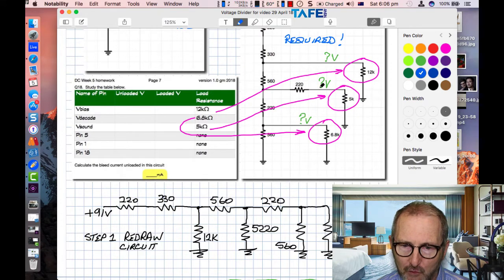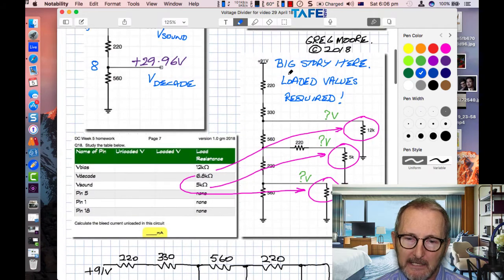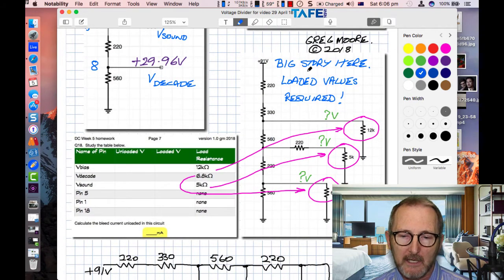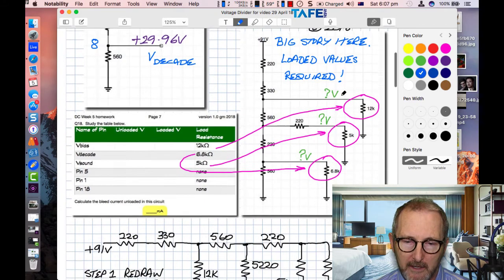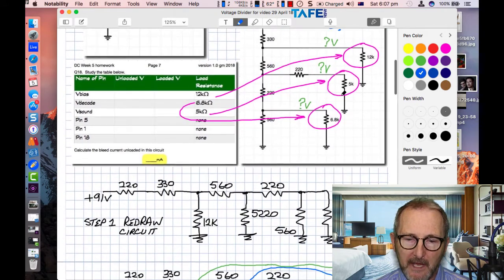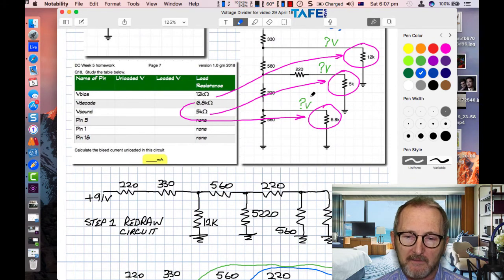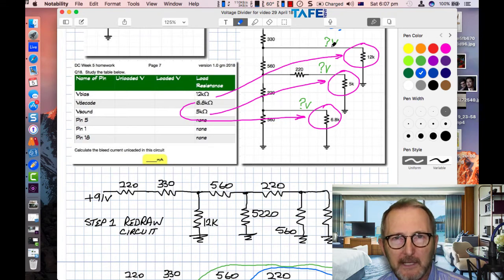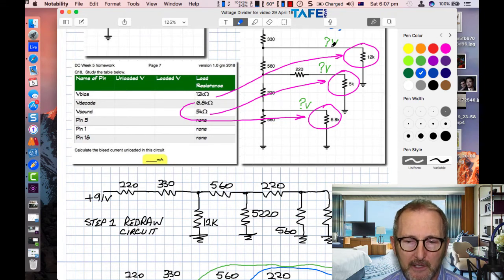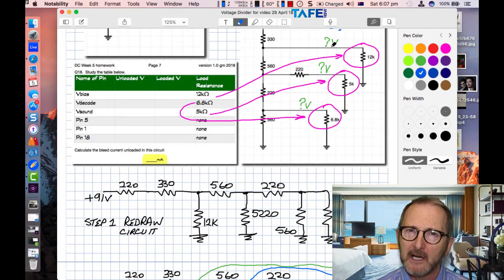And I've drawn these load values again next to the voltage divider, and I've said, here's the big story. The loaded values are required. So what the heck do we have to do? I've got question mark volts, question mark volts, question mark volts, and this becomes quite a difficult problem for beginners learning about electronics. Unloaded itself is hard, loaded is much, much harder.